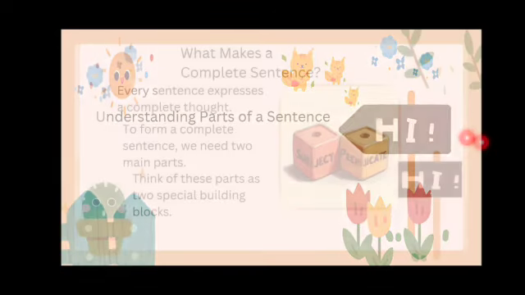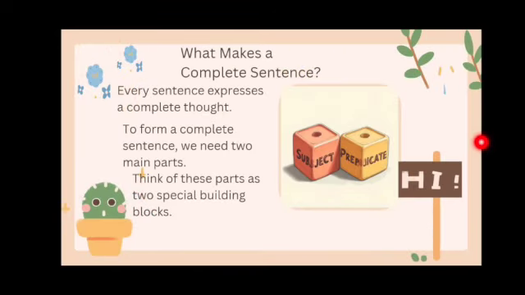Understanding parts of a sentence. What makes a complete sentence? Every sentence expresses a complete thought. To form a complete sentence, we need two main parts: subject and predicate. Think of these parts as two special building blocks.